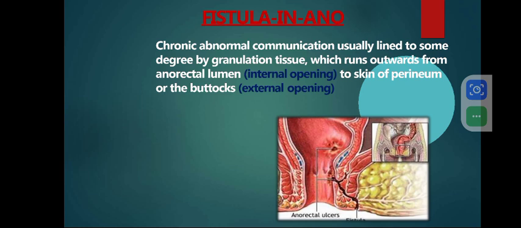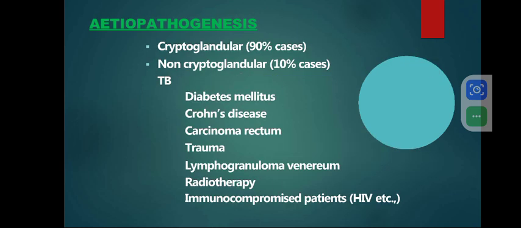Fistula in ano: chronic abnormal communication usually lined to some degree by granulation tissue, which runs from the anorectal lumen to the skin of the perineum or the buttocks, the external opening. Etiopathogenesis: cryptoglandular, that is found in 90% of the cases, and non-cryptoglandular, found in 10% of cases: TB, diabetes mellitus, Crohn's disease, carcinoma rectum, trauma, lymphogranuloma venereum, radiotherapy, immunocompromised patients.